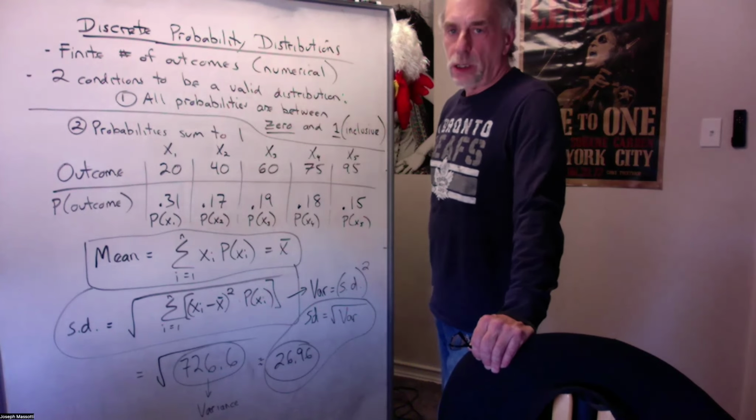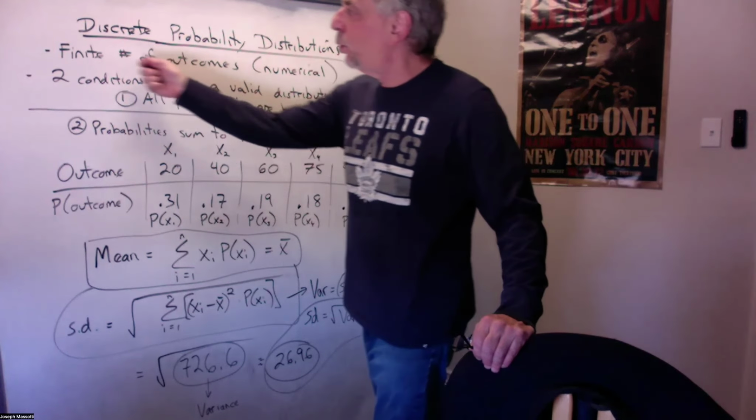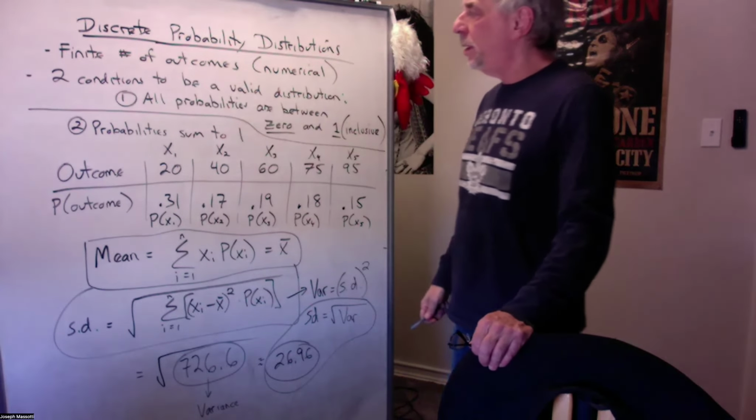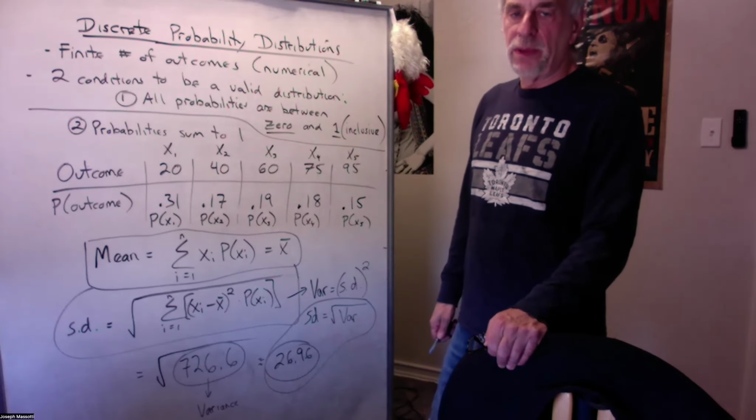And they're going to be numerical, right? They're going to be numbers. So these are numerical outcomes. There's only a finite number of outcomes. First question you're going to be asked is, is it a valid probability distribution?